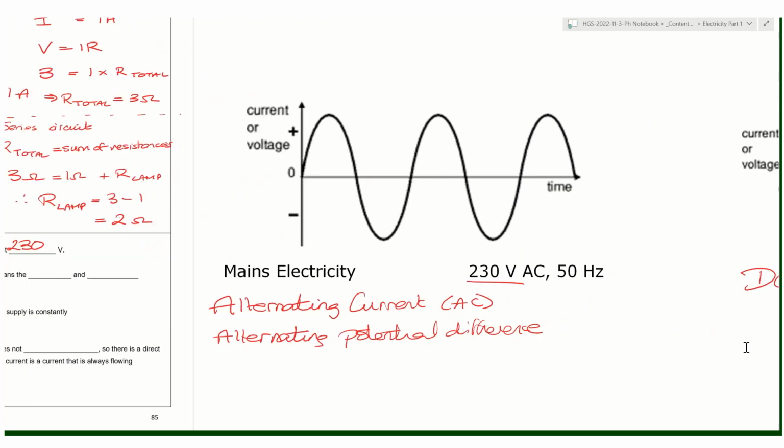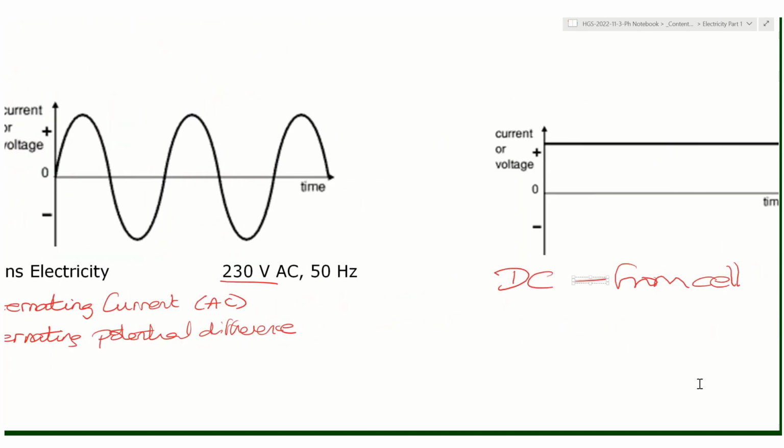So here we have, this is what it would look like for my cell. So this is known as direct current and direct potential difference, meaning it doesn't change.